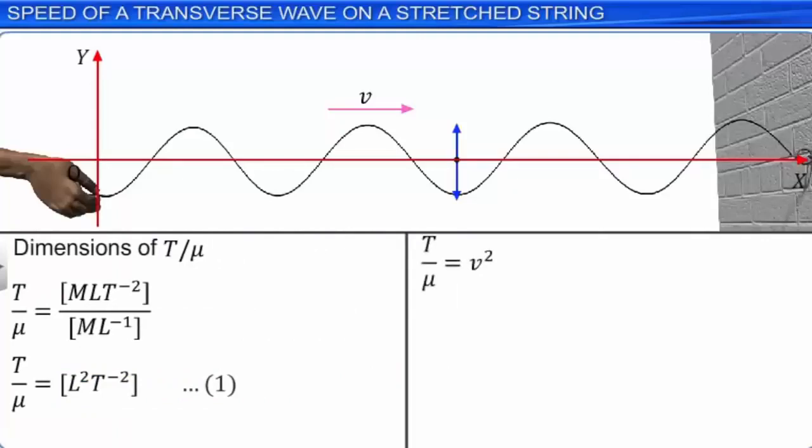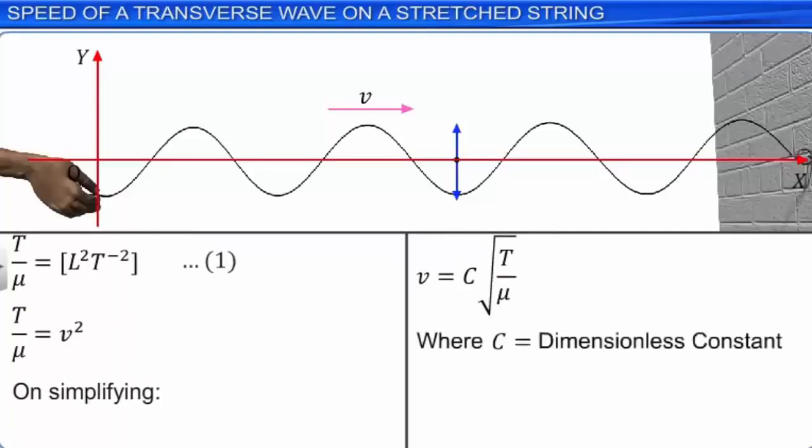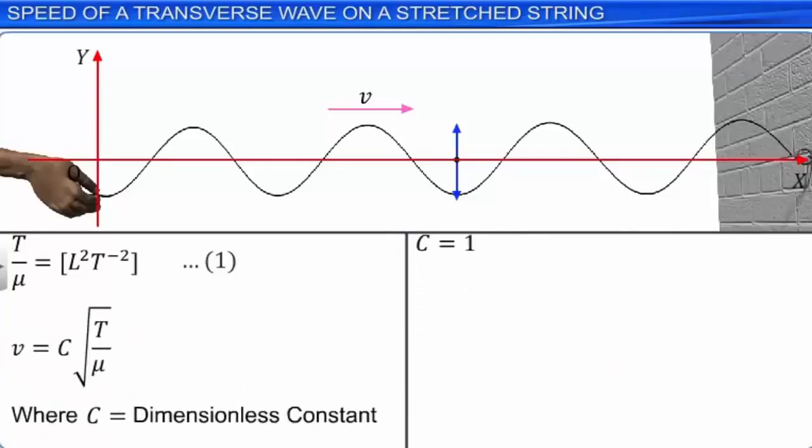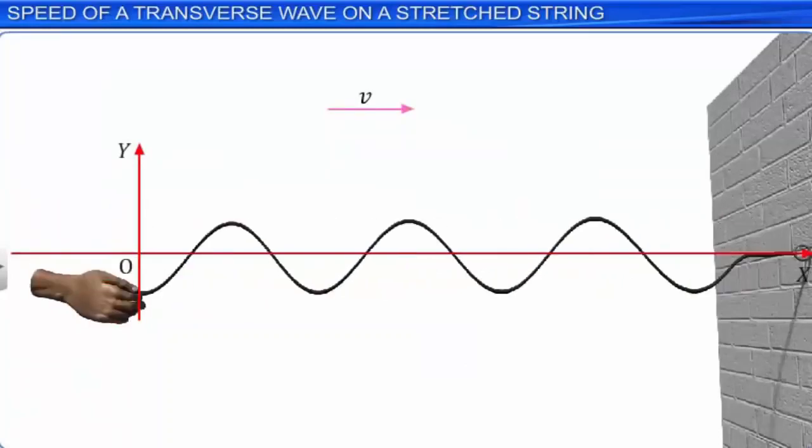On further simplifying, v is equal to C into root T by mu, where C is a dimensionless constant. This dimensionless constant C has been proved to be equal to 1. Therefore, v is equal to the square root of T by mu. This proves that the speed of a wave along a stretched string depends only on the tension and the linear mass density of the string, and not on the frequency of the wave. The frequency of the wave is the frequency of the source which generates the waves. The wavelength lambda is determined by the ratio of velocity v and frequency nu.